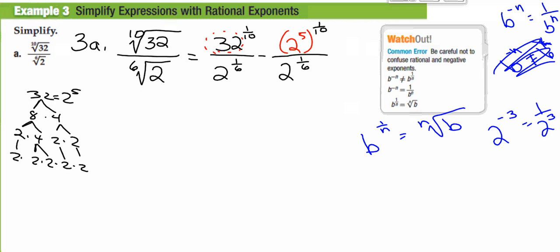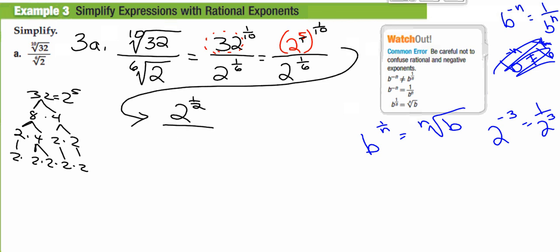Oh, I forgot an equal sign. Now, remember a power to a power we multiply, and that 5 is like 5 over 1 times 1 over 10. Do you agree that's going to reduce, correct? To 1/2. Is everybody on board with that being 1/2? 5 over 10 or 1/2? So that means this is 2 to the 1/2 over 2 to the 1/6. So 5/10 turned into 1/2.